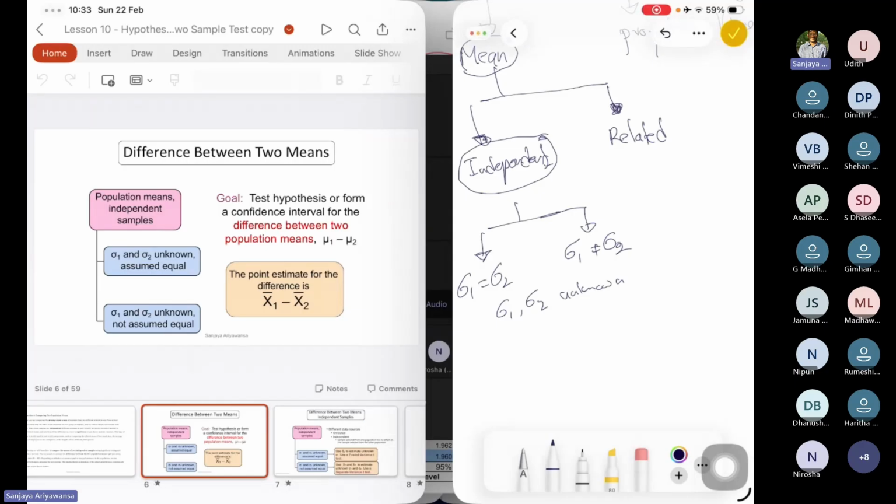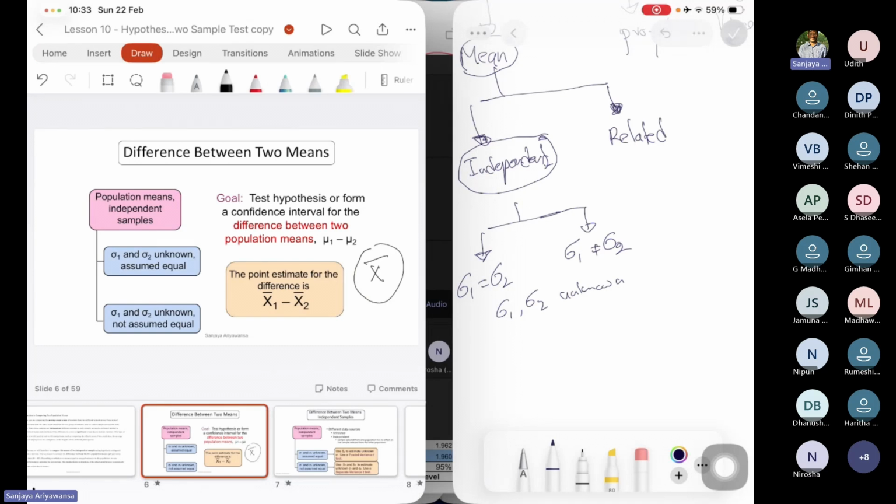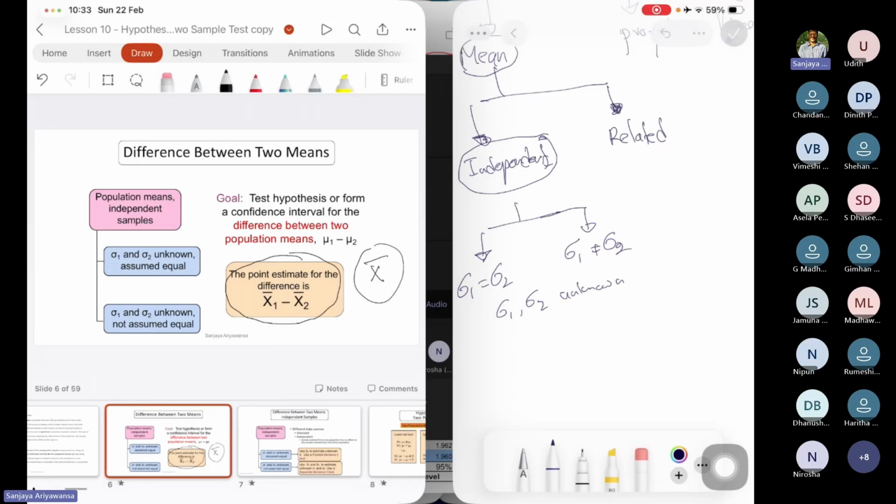So the point estimate now changes a little. Why is that? Because before, in the case of population mean, our point estimate was what? Our point estimate was X bar, because we had only one sample. Now we have two samples and we're looking at whether there's a difference between the two samples that we're testing. So hence we take the sample means of the two and we check whether there's a difference or no difference, or whether one is greater than the other or whether one is less than the other.